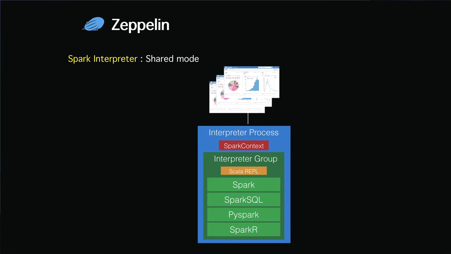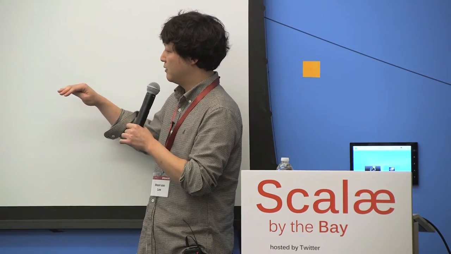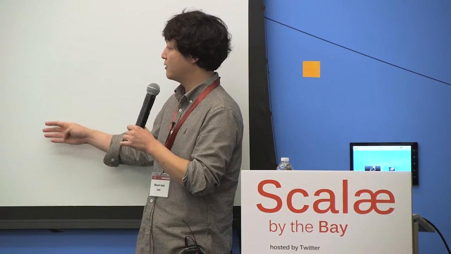Now, let's see how Spark Interpreter leverages these three different modes. So first, shared mode. Spark Interpreter creates a Spark context, and the Spark context is shared by the Spark, Spark SQL, PySpark, and SparkR interpreters inside. So although you are using Python, although you are using Scala, you can access the same table you have registered in the Scala context. And your jobs submitted by Spark or PySpark or SparkR or Spark SQL all go into a single Spark context.